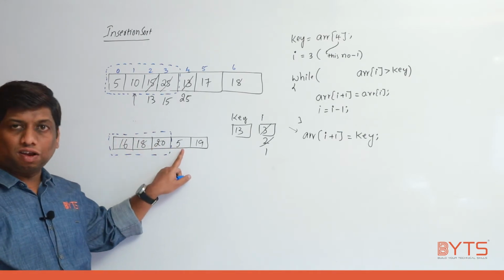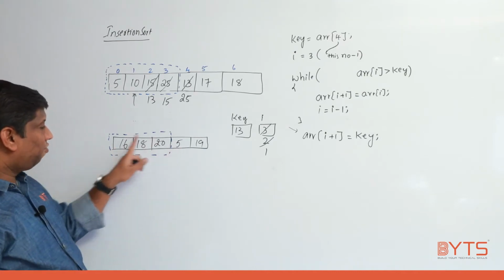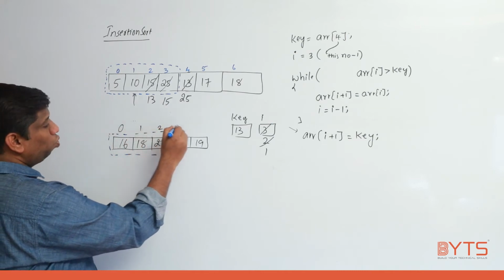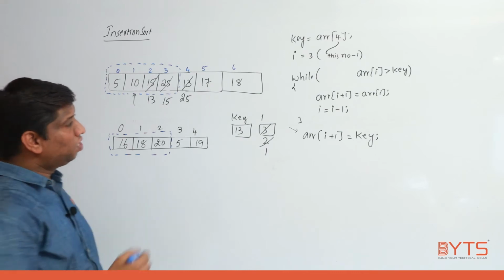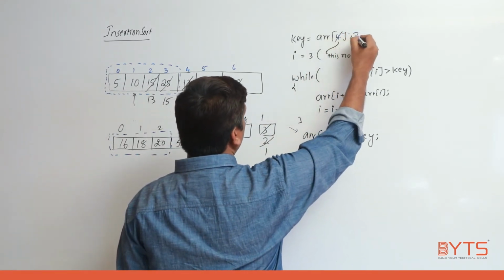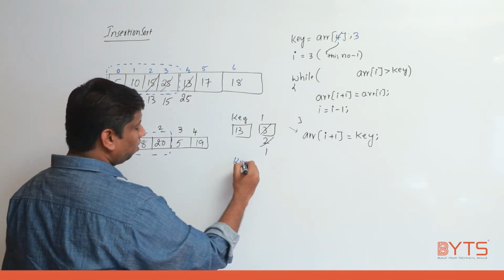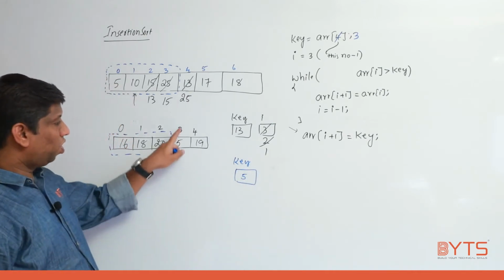For the 5, what is the correct slot? First number is the correct slot. For the 5, the first slot is this number, right? You know the indexes are what? 0, 1, 2, 3, 4. Now what is my key value? 5 is my key value, right? So now I need to update my key value as what? 3. Sorry, index is 3. Now what is my key value? Key value is 5, because 5 is stored at index 3.